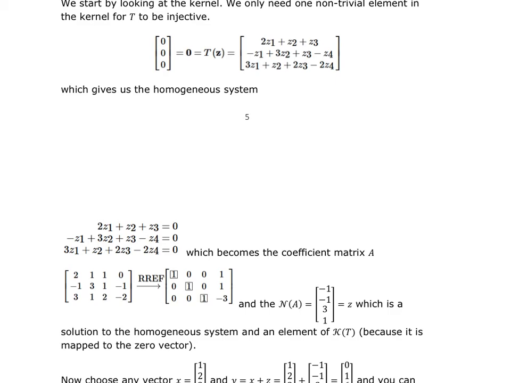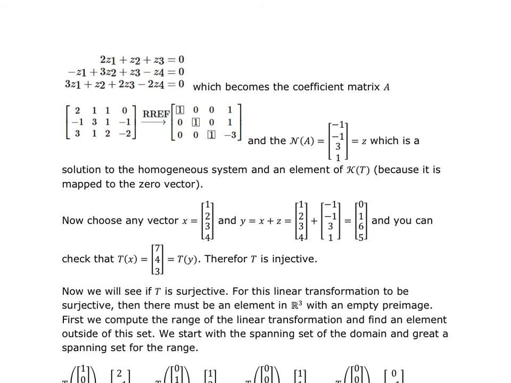And that tells us that if we just choose some vector x, I just chose 1, 2, 3, 4. Then y, this is how I'm checking. Let's see that y is equal to x plus z. Here's my x, here's my z. This is what it equals.